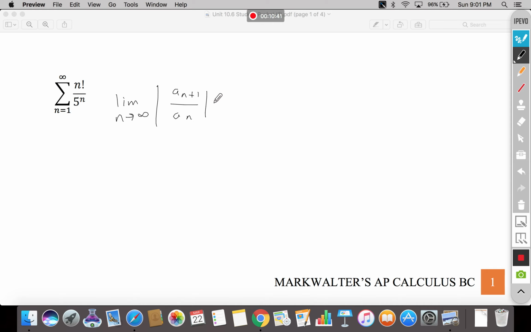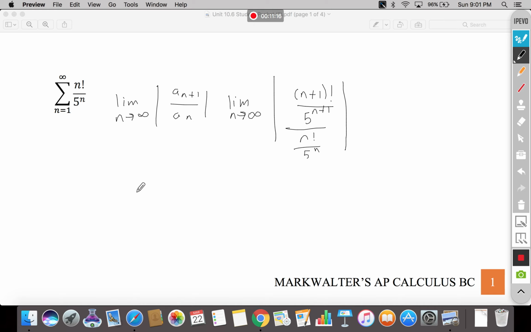What does that look like in this case? This means I'm looking for the limit as n approaches infinity of the absolute value of, okay, I need a sub n plus 1. So what does that mean? I'm going to need n plus 1 factorial over 5 to the n plus 1. That whole thing divided by n factorial over 5 to the n. Absolute value of all of that.